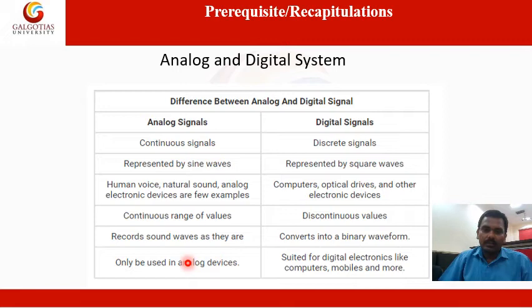This is the analog signal, and digital signals are discrete and represented by square waves. These signals are basically used in computers, optical drives, and other electronic devices. They have discontinuous values and are converted into a binary waveform. They are mostly used for digital electronics like computers, mobiles, and other electronic gadgets.